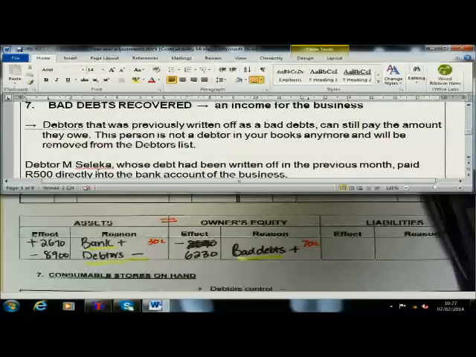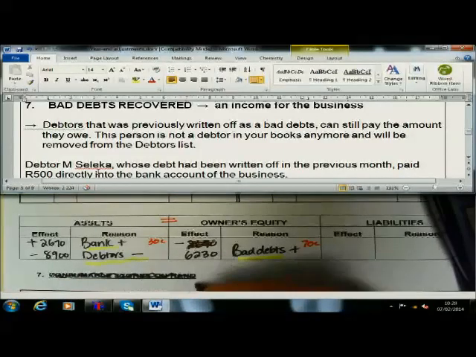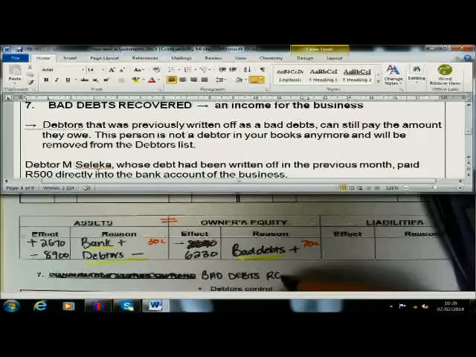Bad debts recovered. Okay, sorry, I've got on my answering paper, I didn't change the name there.